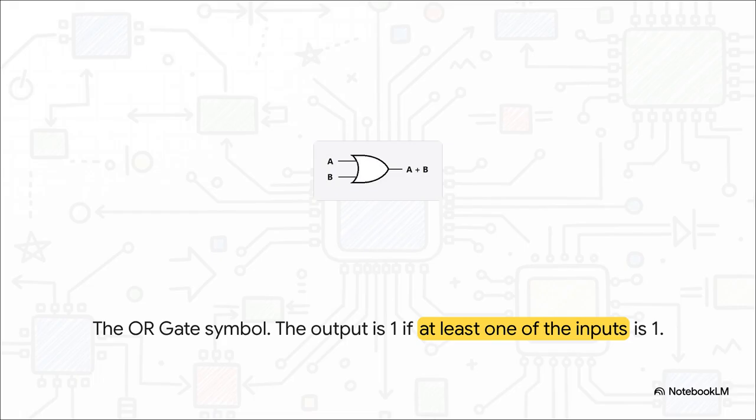And its truth table makes this crystal clear. See that? The only time the OR gate outputs a 0 is when both inputs are 0. In every other situation, it's green lights all the way. The output is 1. It's a much more inclusive gate for sure.